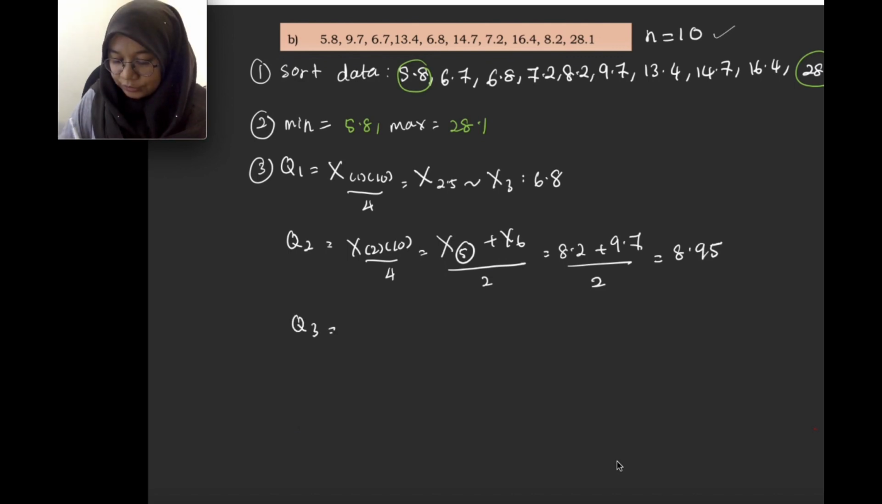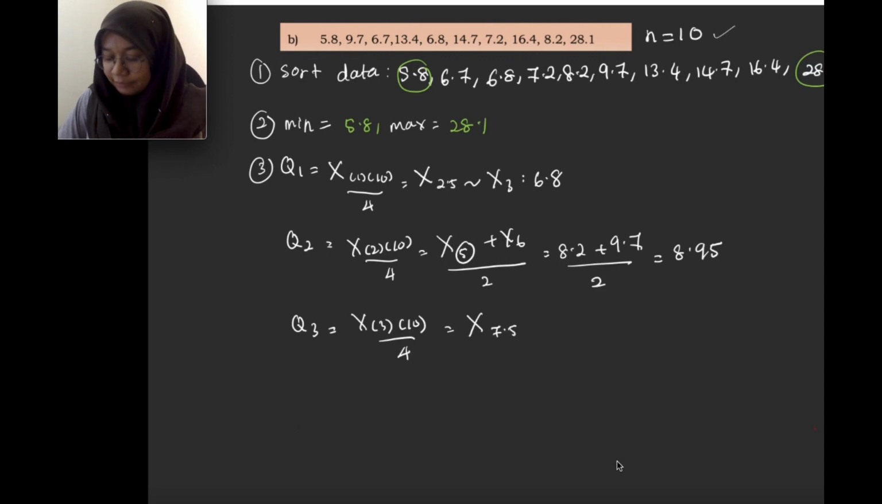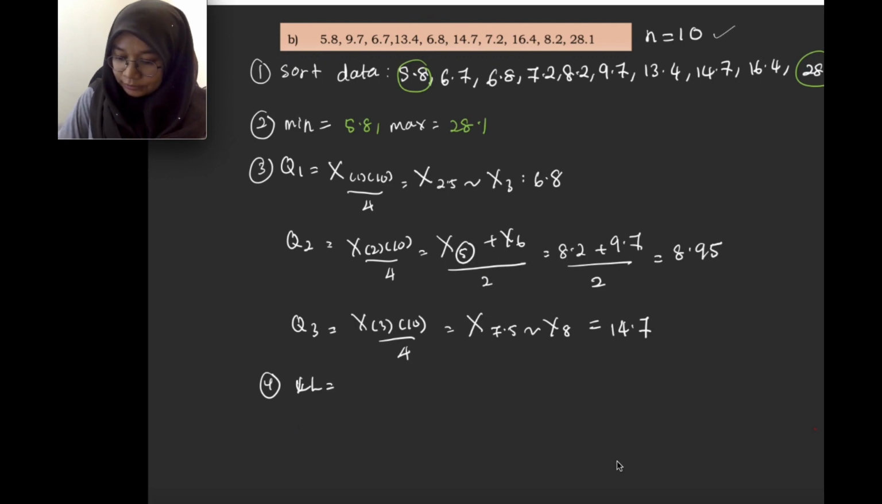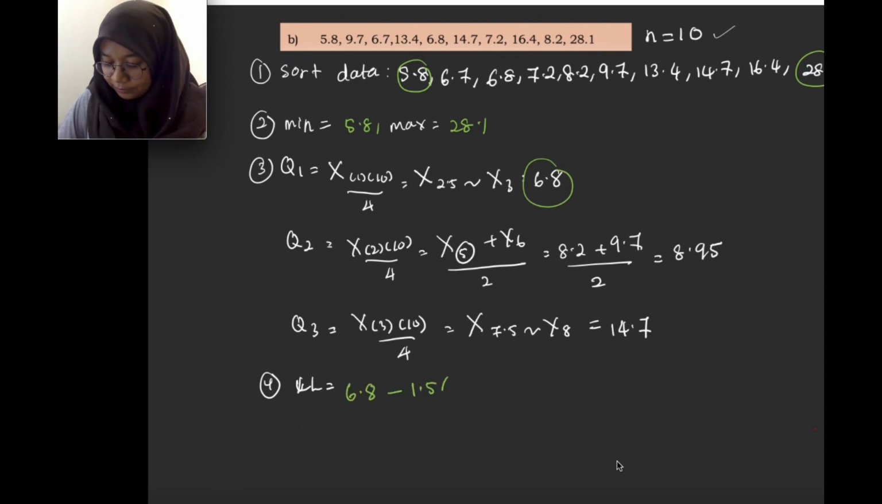And then Q3 is equal to X3 times 10 divided by 4. So you will get X7.5. Because 7.5 is not a whole number, round it up and it becomes X8. X8, data number 8, is 14.7. Okay, next step, find your lower limit. The lower limit is Q1, 6.8, minus 1.5 times (Q3 minus Q1). Here if you calculate, you will get negative 5.05.